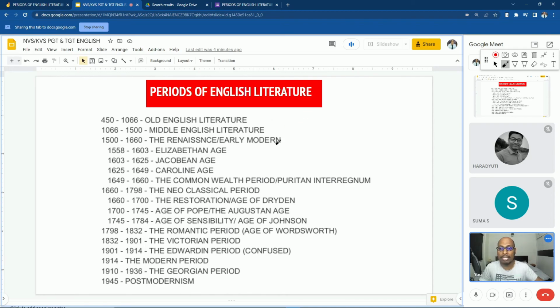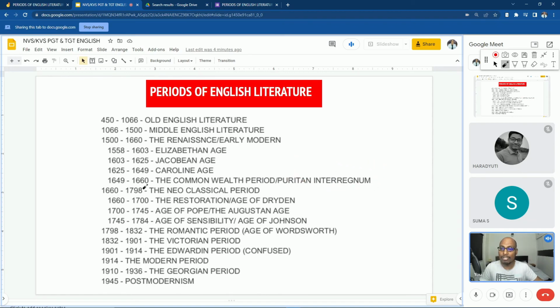1500 to 1660 is the Renaissance or the early modern English literature. 1558 to 1603 is the Elizabethan age. 1603 to 1625 is the Jacobean age. 1625 to 1649 is the Caroline age. 1649 to 1660 is the Commonwealth period, also known as the Puritan Interregnum.